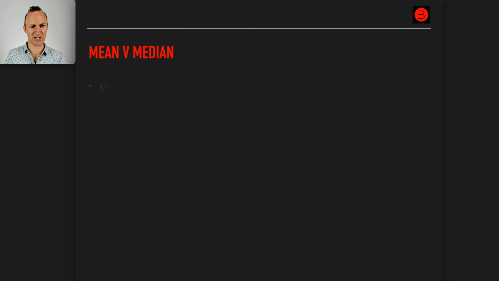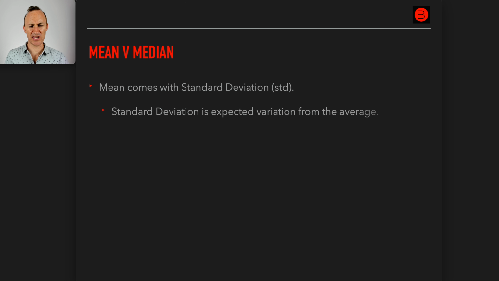What else can we do with mean versus median? Well, the mean comes with the standard deviation, abbreviated STD. The standard deviation is the expected variation from the average. So if the mean is 6 and the standard deviation is 1, values from 5 to 7 and 4 to 8 are expected.